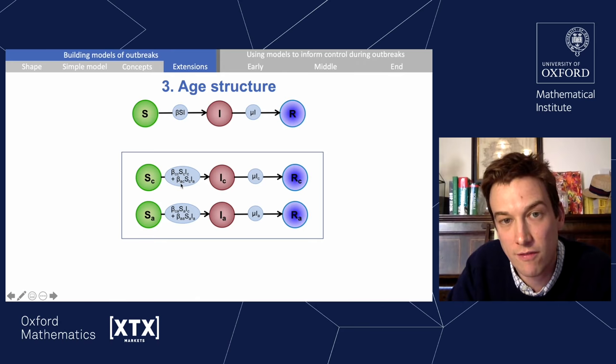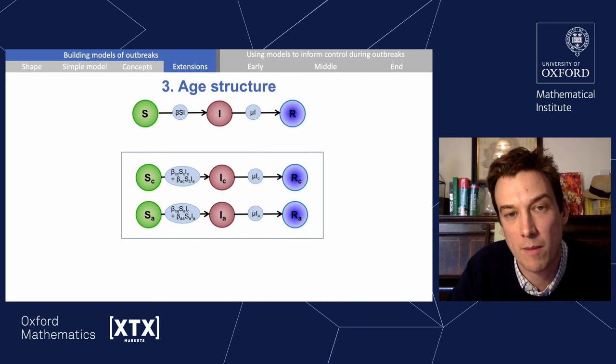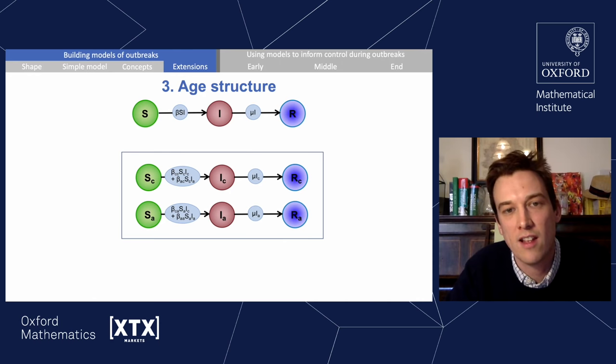If children have lots of contacts with other children, then you might expect that the beta CC term, the infection rate between children, would be high. And so the rate at which children become infected will also be high. Similarly, if adults have a lot of contact with children, then the beta AC term would be high because the number of contacts is high, then the infection rate is also high. And so again, children would be infected at a very high rate.